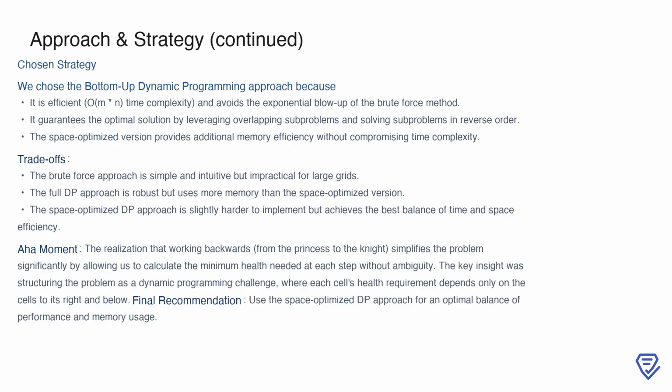The brute force method is intuitive but impractical, the full DP approach is efficient but memory-intensive, and the space-optimized DP method provides the best balance of performance and memory efficiency. The key insight, or aha moment, came from recognizing that working backwards simplifies the problem significantly. By calculating the minimum health needed at each step based on the cells to the right and below, the problem transforms into a manageable dynamic programming challenge. Ultimately, the space-optimized DP approach is the recommended solution for its optimal balance of time and space efficiency.